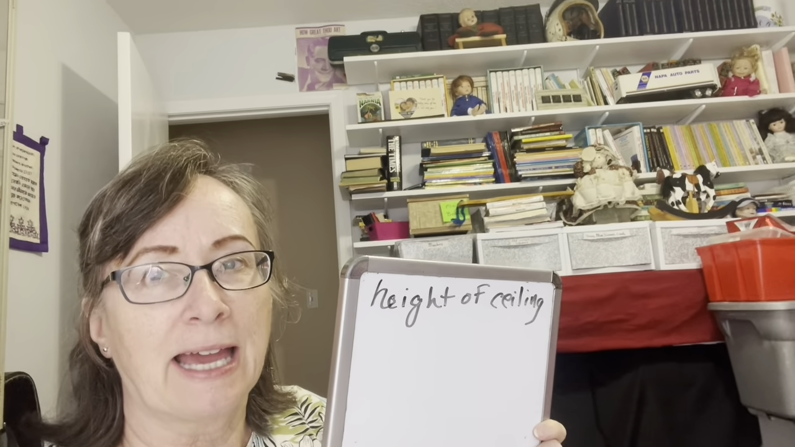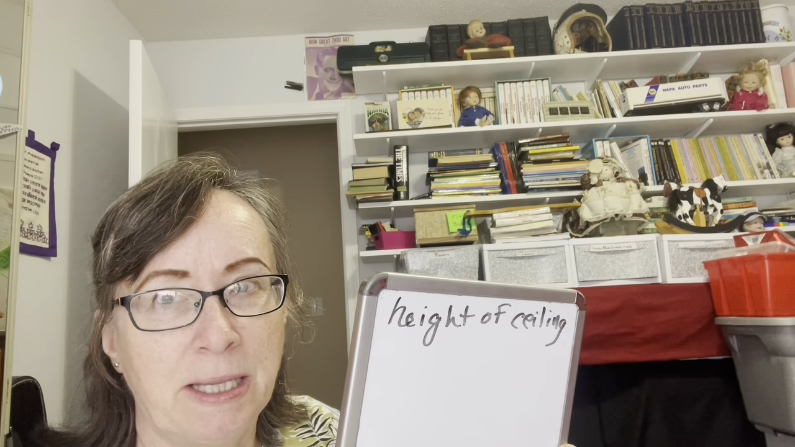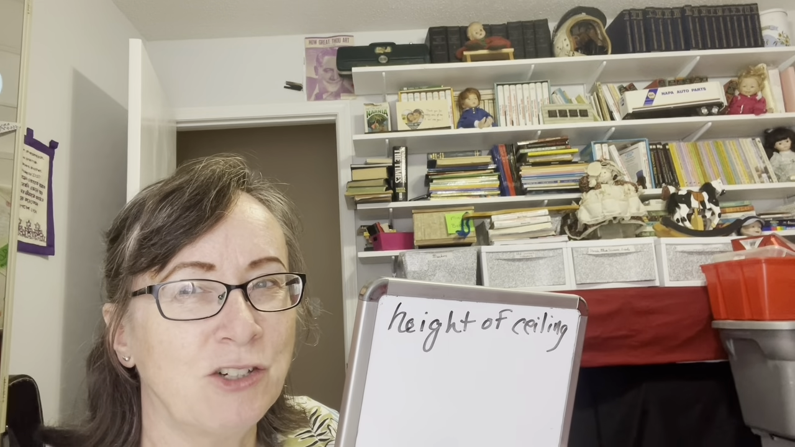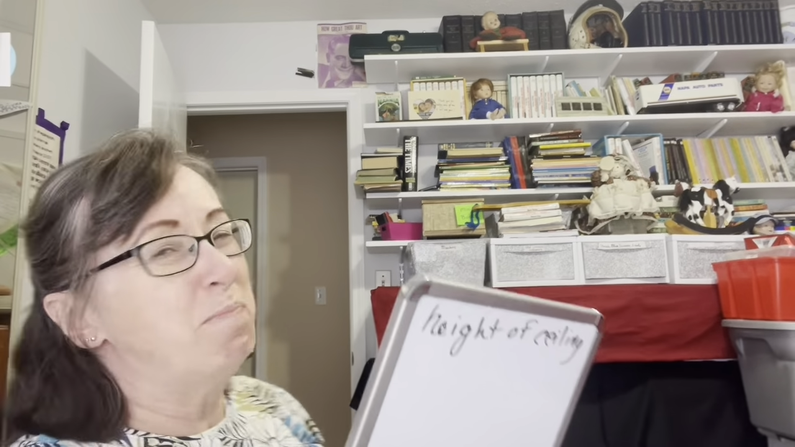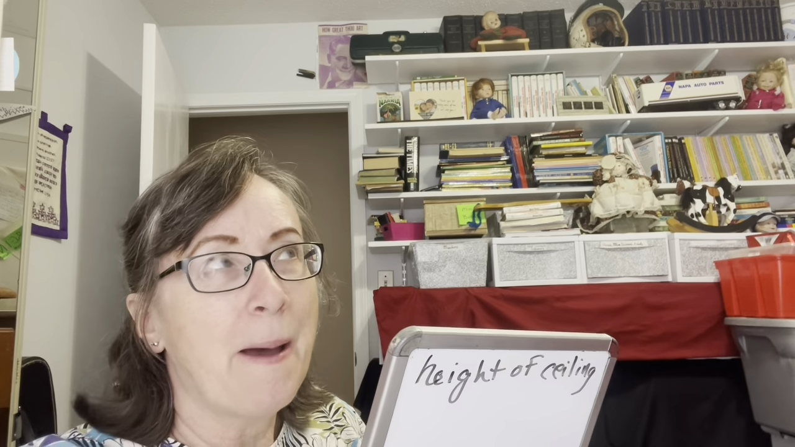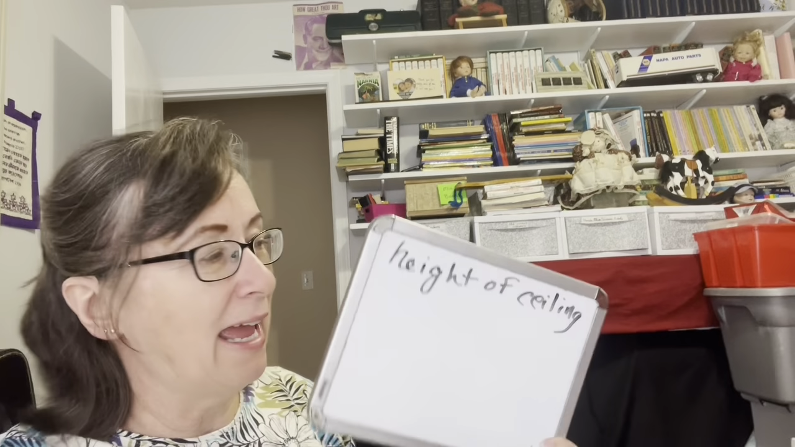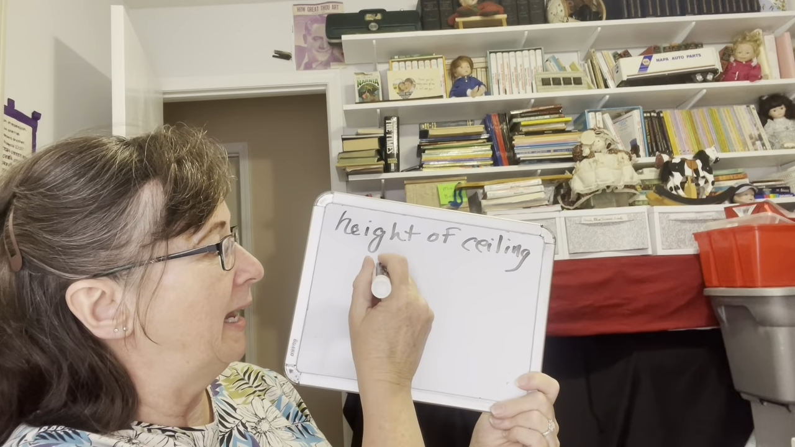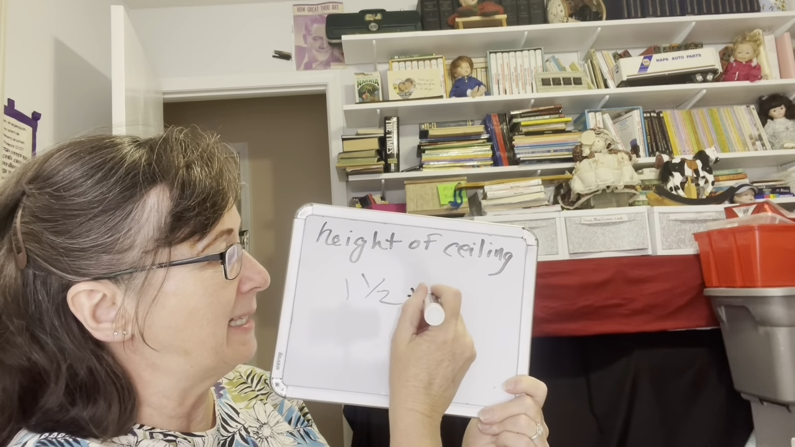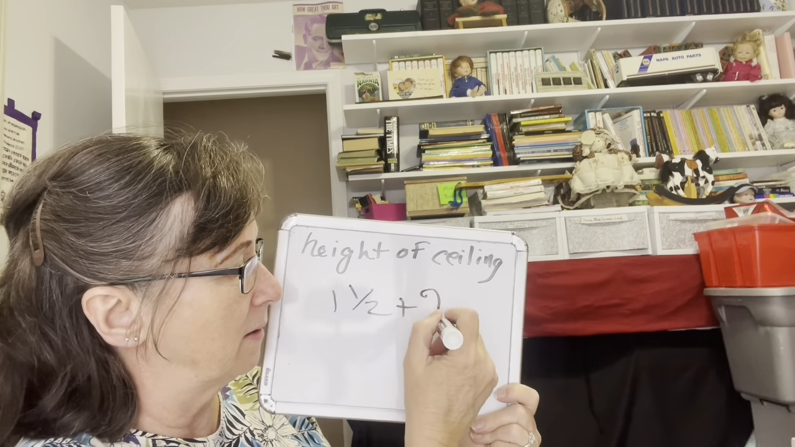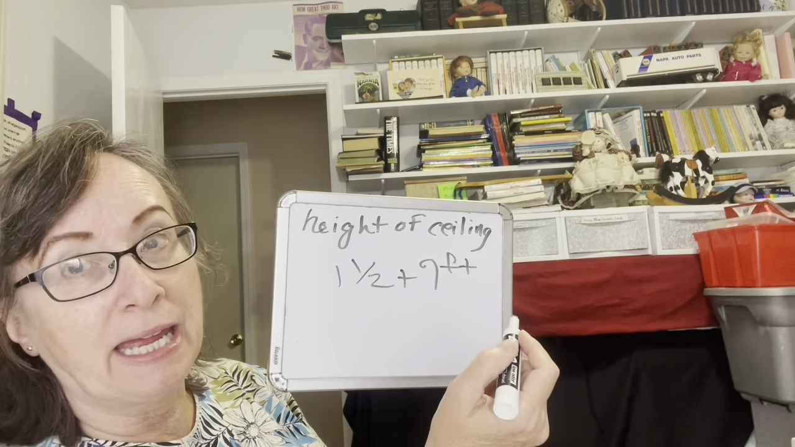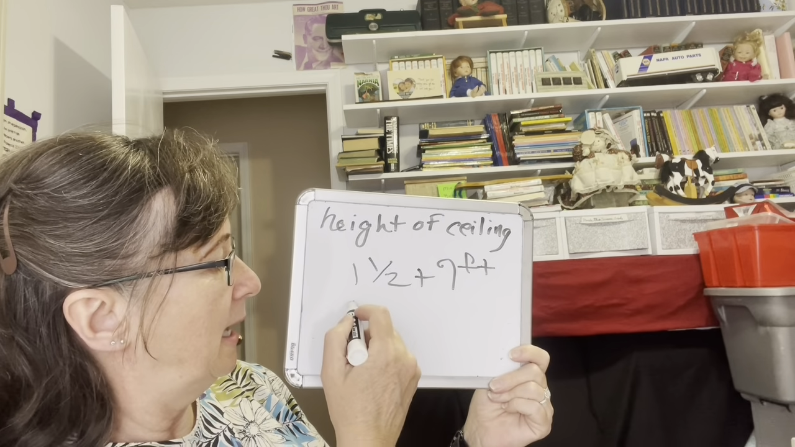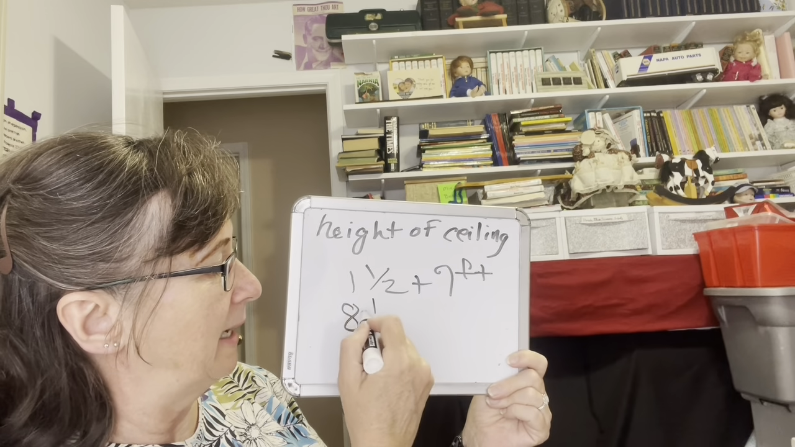So let's look at, you see that door behind me? And up above that door, it looks like it's bigger than a foot. I'm going to give it 1.5 feet. Okay, so I'm going to say I have 1.5 feet plus the 7 feet of the door. So I'm going to say that my height of my ceiling is about 8.5 feet.